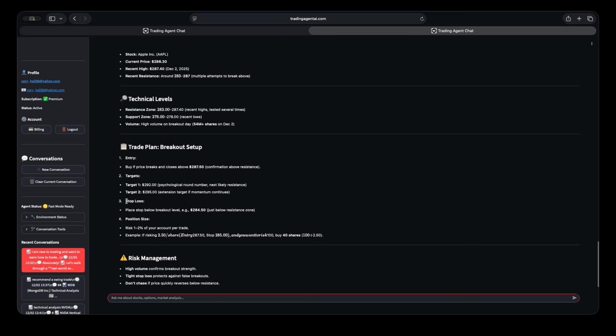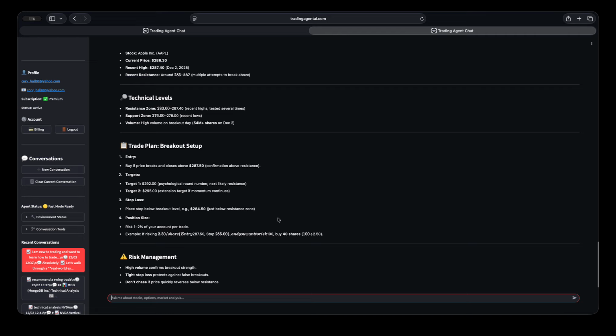And then your stop loss: place your stop loss below the breakout level, so around 284.50, just below your resistance zone. And so that's your risk management. And then your position size, you're going to risk 1 to 2% of your account per trade. And so what this does is this provides you with a well-rounded trade.